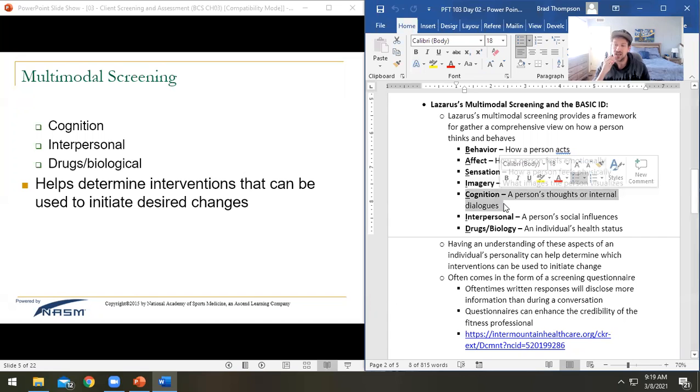Cognition, what someone's internal thoughts and dialogues are. I like to think that I tend to be a pretty optimistic person in general. However, I also very much see myself as a realist, which sometimes comes off sounding a little bit negative. Sometimes I don't have the "you can do anything" approach to cognition, where it's like I believe that I can do anything and therefore I succeed, and people who have that are incredibly successful.